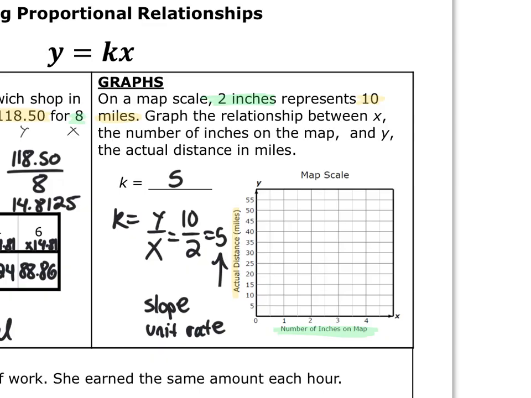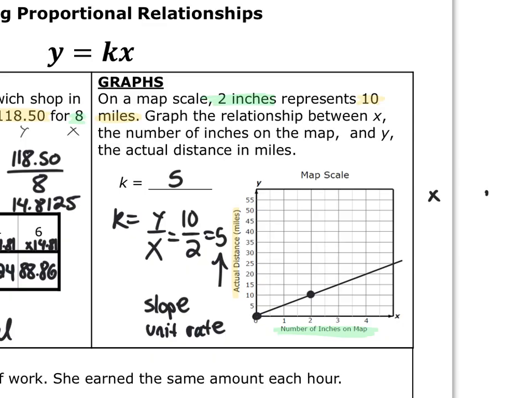I actually could make the graph with just the information I have right now, because I know that 0 inches is going to represent 0 miles. So I can graph the point 0, 0. Another point that I can graph is the point 2, 10, which is right there, because I was told that 2 inches represents 10 miles. So that information is sufficient to be able to make a graph.